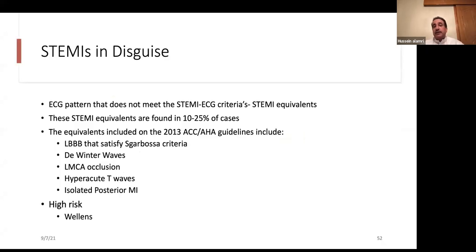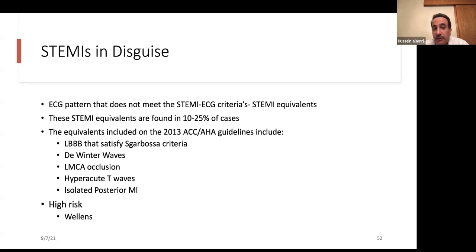So what about ST elevation in disguise? There are several patterns or presentations that a patient could present with that do not meet the criteria of ST elevation MI, and they used to be called STEMI equivalents. And we know that the ECG is not diagnostic in up to 25% of cases, or may even be normal. The 2013 guidelines include left bundle branch block that satisfies the criteria, the de Winter waves, left main occlusion, hyperacute T wave, and isolated posterior wall MI.